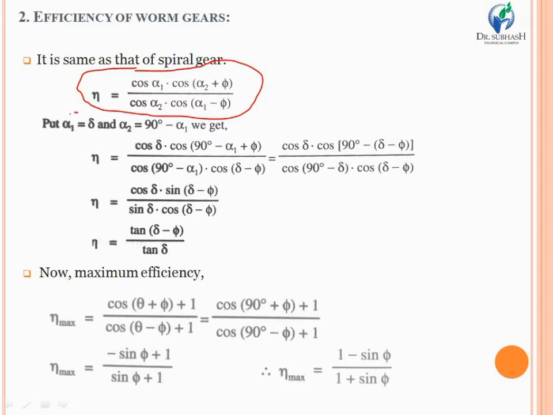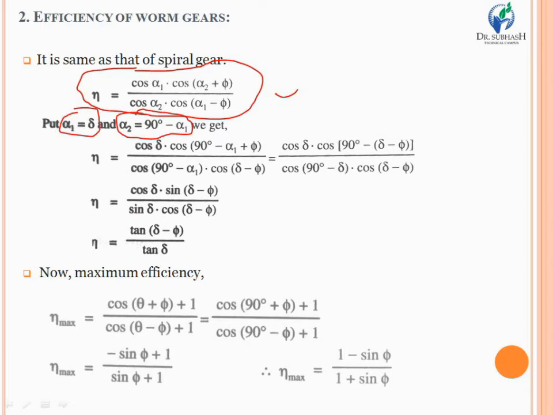We know that the angle of shaft axis 1 is replaced by delta, and the angle of shaft axis 2 is replaced by 90 minus delta. So you just have to put both of those values in the above equation. You will have cos delta into cos(90 minus delta plus phi) upon cos(90 minus delta) into cos(delta minus phi). Further simplification will give us the relation cos delta into cos(90 minus delta plus phi) upon cos(90 degree minus delta) into cos(delta minus phi).